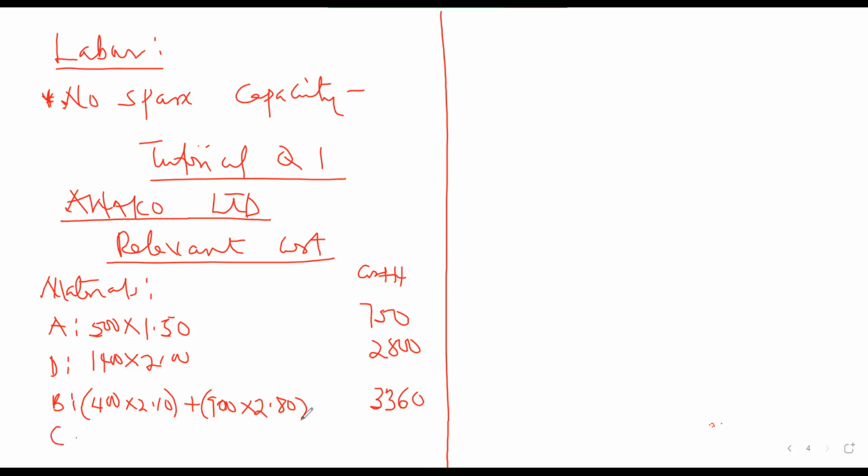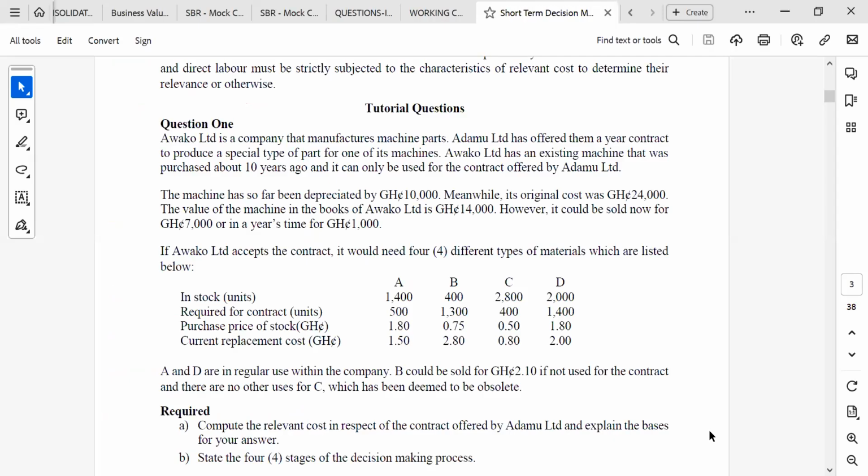Okay. Yes. Material C. Let's look at material C. Material C, there are no other uses for material C, isn't it? Which has been deemed to be obsolete. The question now is, how many of the material C do we have in stock?